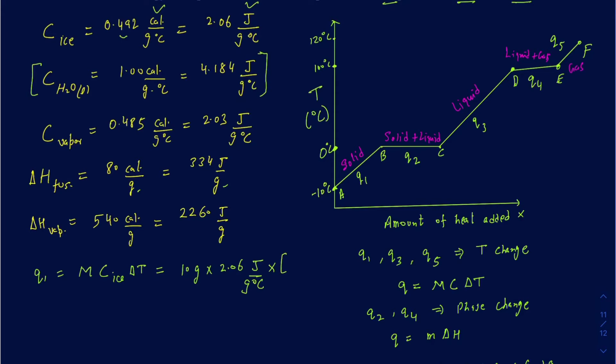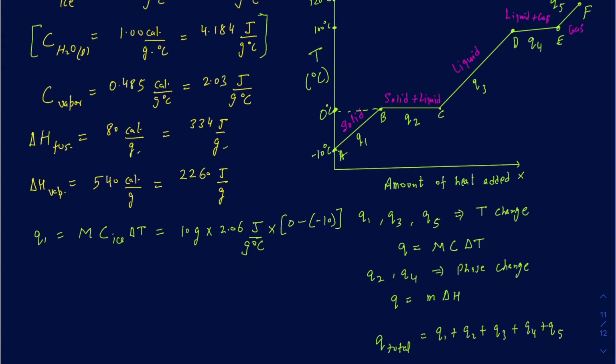Now for that particular segment where you have Q1, which is going from A to B, at point B your temperature is going to be 0. So your final temperature is 0, minus your initial temperature, which was minus 10. So 0 minus minus 10 gives you a positive value there. When you do all the math here, you have 10 times 2.06 times 10, and it turns out to be somewhere around 206 joules.